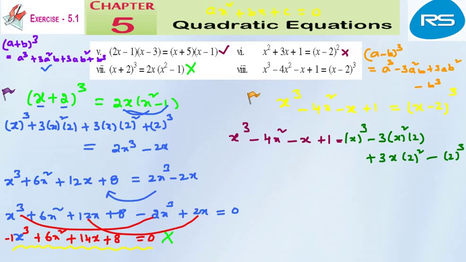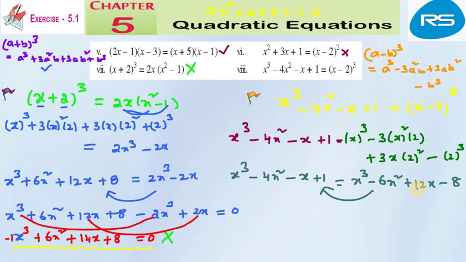Now I will go for further simplification. The left side is x cube minus 4x square minus x plus 1. Come to the RHS, x whole cube, that is x cube, and minus 6x square, 2 square is 4, 4 times 3 is 12, so 12x, and 2 cube is 8. So this is the simplification. So be careful here. You have to simplify it.